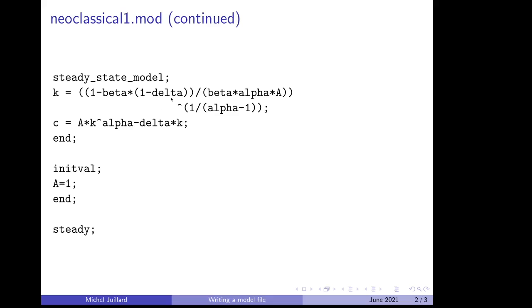Here the timing does not matter because at the steady state we are looking for a constant value for K and a constant value for C. You may notice that we can exploit recursive relationships. Once I establish the value of steady state K, I can use it in the next definitions. Again, the steady state block is terminated by end.